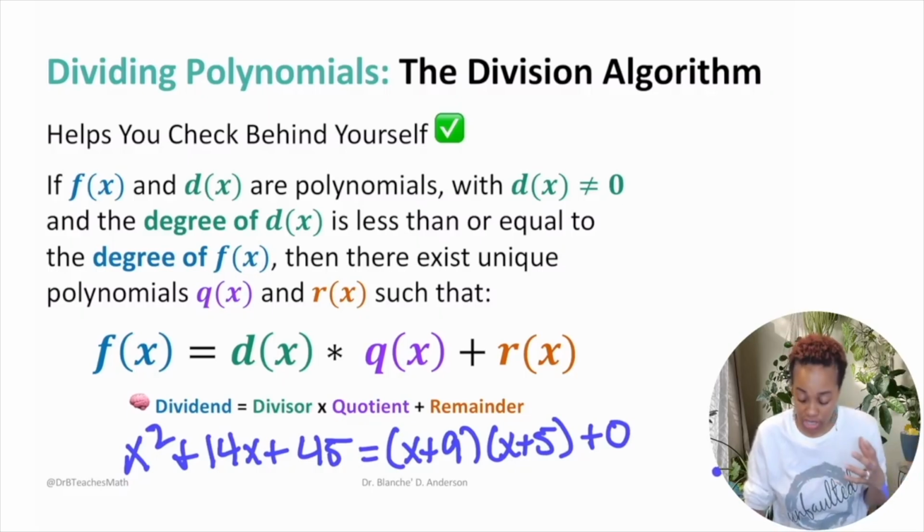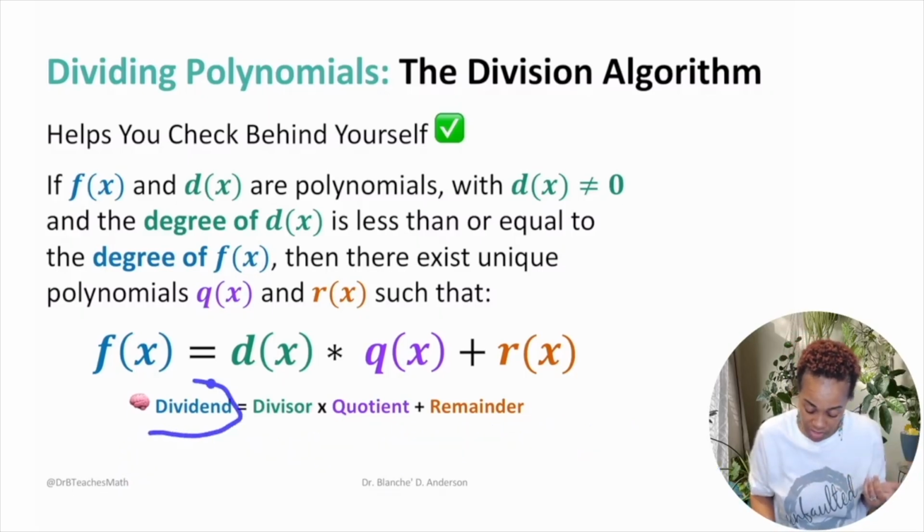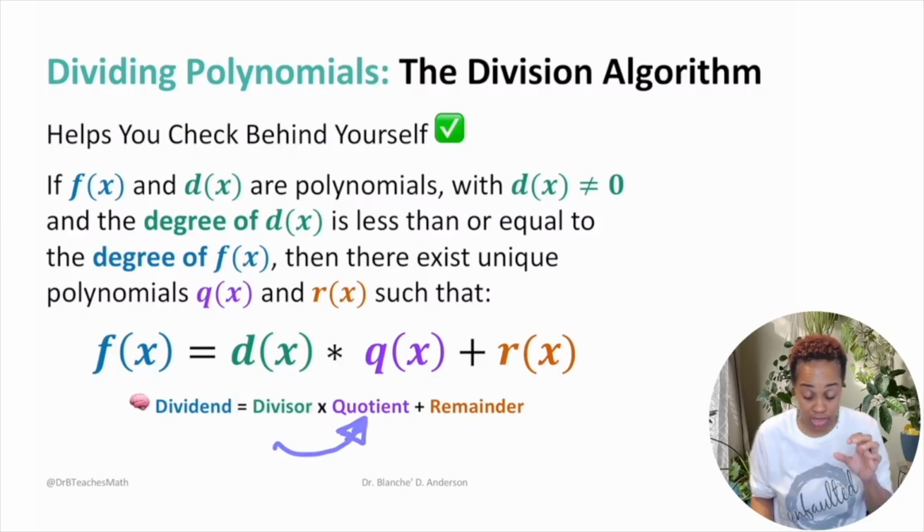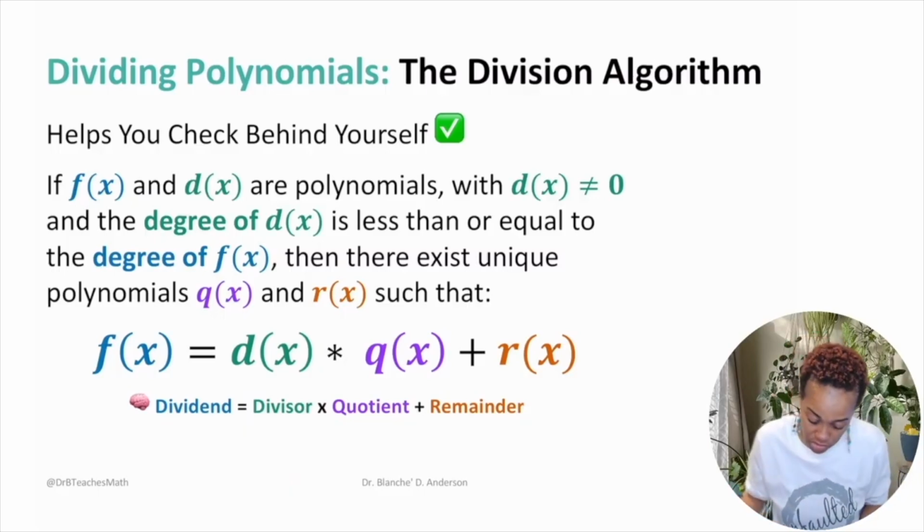So how do you check yourself? Take whatever's doing the dividing, multiply it by the answer, the quotient, add the remainder, and when you do all of this, you should end back up with the polynomial that you started with. That's all that means. Okay, so that's how you check yourself.